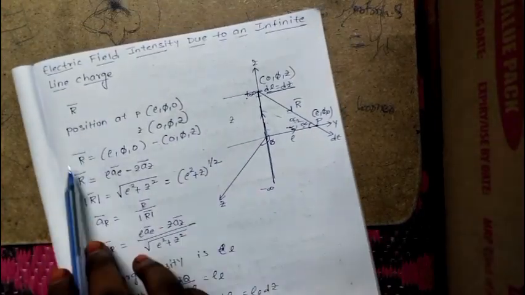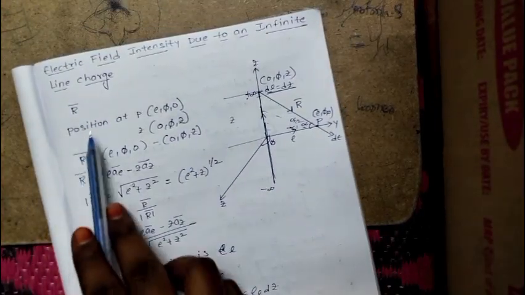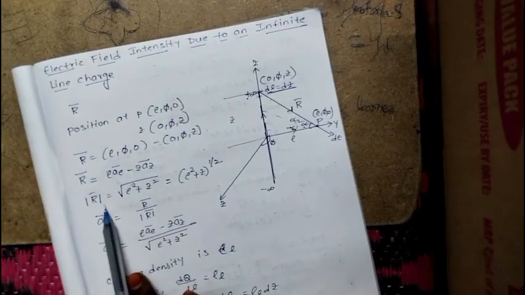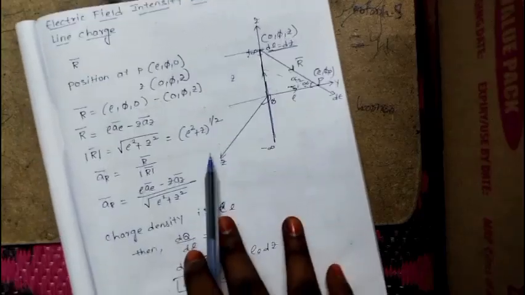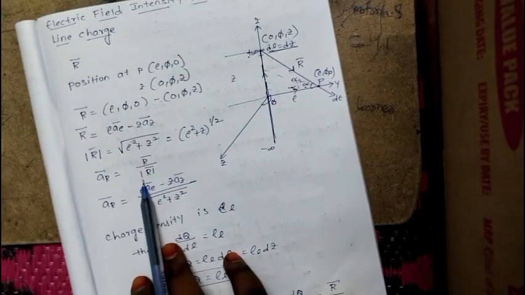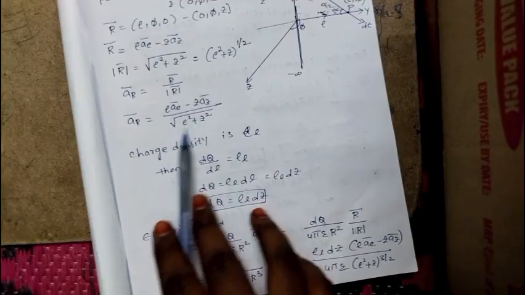Next, I have to find the position vector r bar at P and z. I have to find this r bar. Next, I also have to find mod r bar. Next, a r bar is equal to the formula r bar by mod r bar. I have to substitute this.